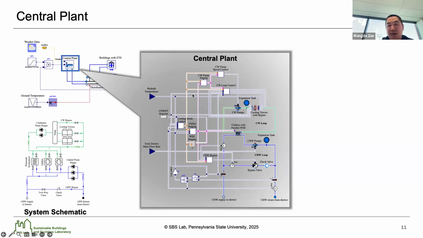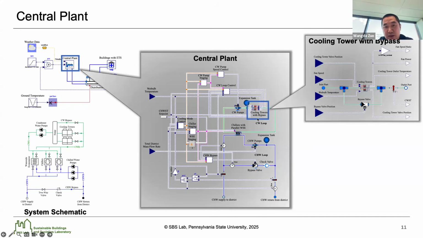Then the dashed line can indicate the cycle connection, like the control signals. So that's easy to differentiate which part is control, which part is a physical system. And then if you open this cooling tower with bypass, now you can see the detailed distribution cooling tower model here, bypass valve control here, and then you also have the pipe connections, which you can add the pressure drop to study how much pump power you needed. And then you can also put a temperature sensor to measure the condenser water temperature.